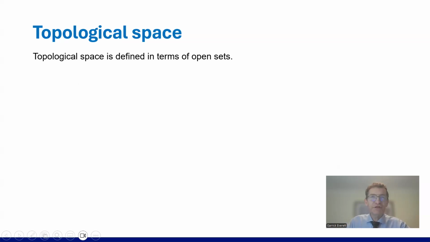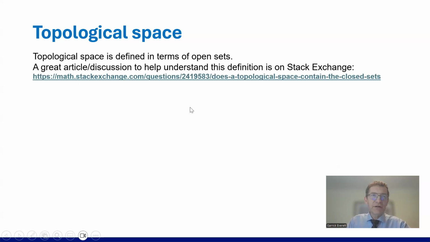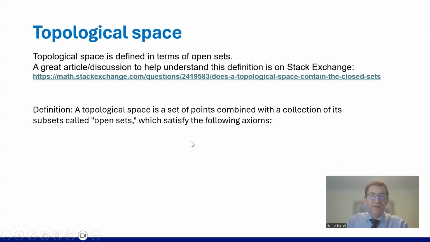So topological space. Topological space is defined in terms of open sets. You could define it in terms of closed sets, but it's typically defined in terms of open sets. A great article to help you understand this is on Stack Exchange. It's actually a discussion that they're having about it. I really encourage you to read that. It's really good just to help your mind understand about open and closed sets.